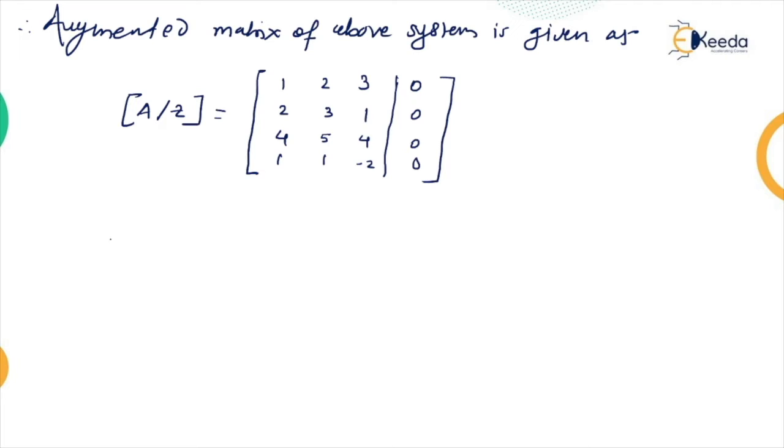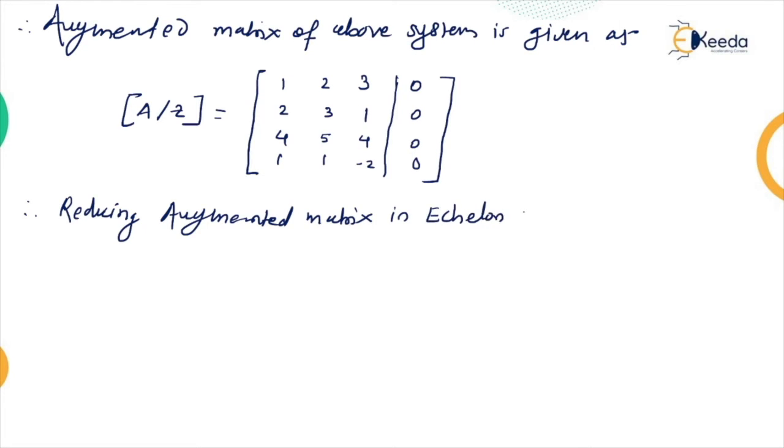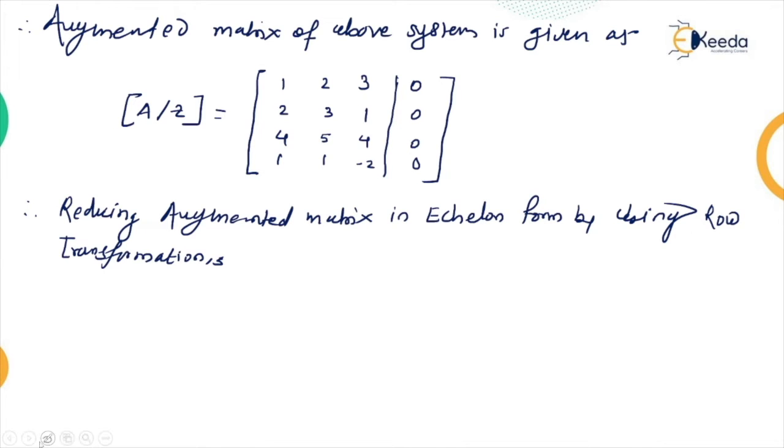This is the augmented matrix. Now we have to reduce the augmented matrix to echelon form by using row transformations. We write the row transformations performed on this augmented matrix in this way. It is a 4 by 4 augmented matrix.